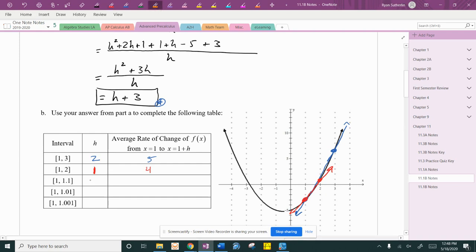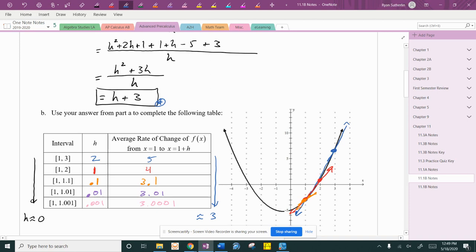Now, what about 1 to 1.1? The h value is just 0.1, so the average rate of change would be 3.1. That's kind of hard to show here, but we can start to see what's going on. Then we would have 0.01, so 3.01, and then 0.001, so 3.001. If we look at these numbers, what's happening to the h value? The h value is getting closer and closer to 0, and as that's happening, the average rate of change is getting closer and closer to 3.